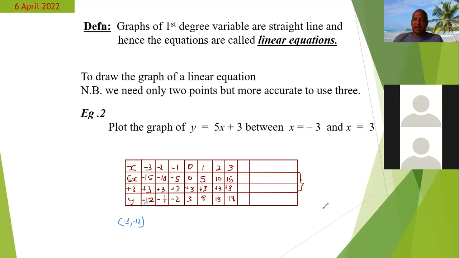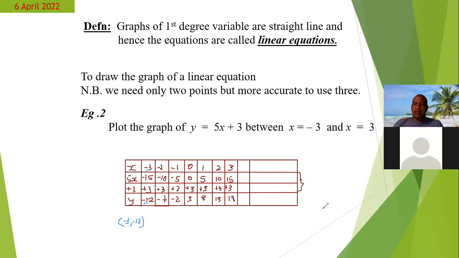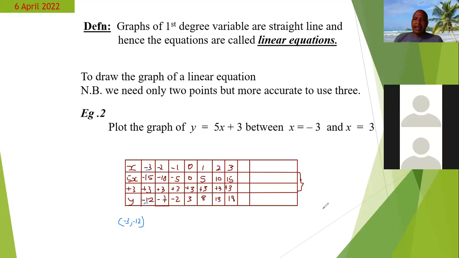Let me see the hands of those who are comfortable with what is done with the table. All right. Is there any question about the table, guys? All right. Now, what I would love for you to do with this table, I want you to plot the graph based on this table, and then send me a photo of it in the WhatsApp group tomorrow.